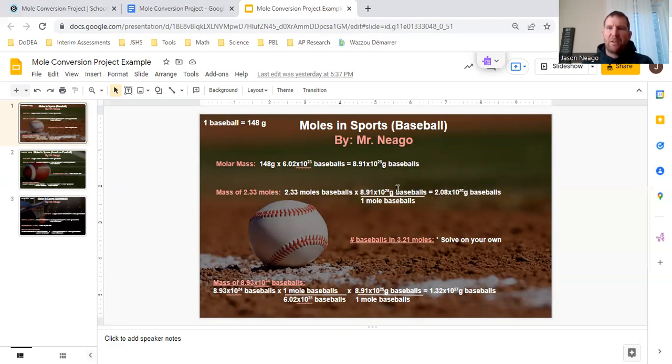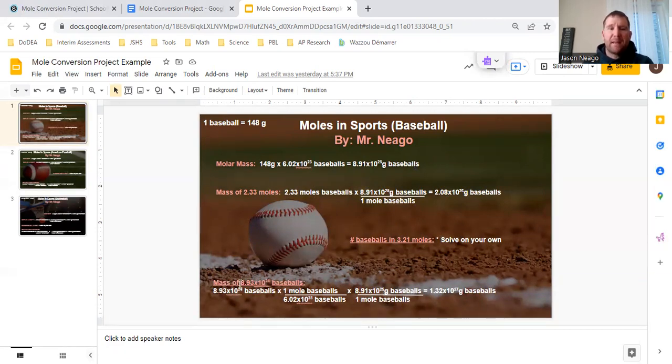I want to see a calculation like this. So I want to see you using dimensional analysis. I know that there's easier ways that you could do this, but we're practicing this idea of dimensional analysis and mole conversion. So I want it to look similar to this. Number of baseballs in 3.21 moles. Because these numbers aren't changing, I'm going to keep that a secret for you to calculate yourself.